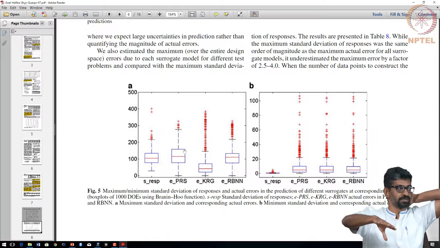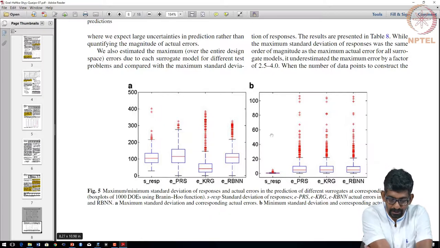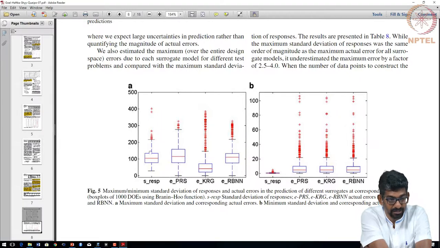They use about 12 samples for fitting. With the 12 samples for fitting, they repeat this procedure 1000 times, and then they say that this is the standard deviation of the responses with respect to the actual errors. If you look at the maximum standard deviation, you can see that Kriging performed slightly better than the other two in terms of the errors. But you see there are a lot of outliers in Kriging compared to PRS and radial bases.